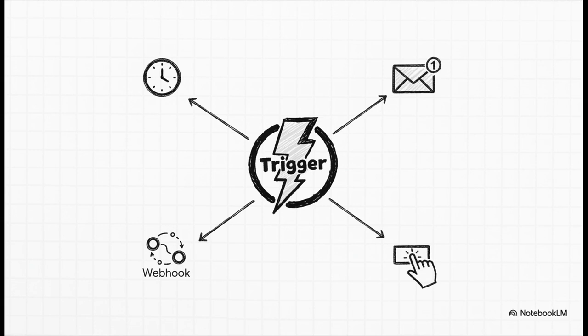So what can that go signal be? Well, it could be based on a schedule, like a report that runs every single morning at 9 a.m. sharp. It could be an event in an app, like the moment a new email hits your inbox. You could use something called a webhook, which is basically just a way for apps to talk to each other in real time, so you get an alert the instant a payment is received. Or it could just be a manual button you click, which is awesome for when you're testing things out.